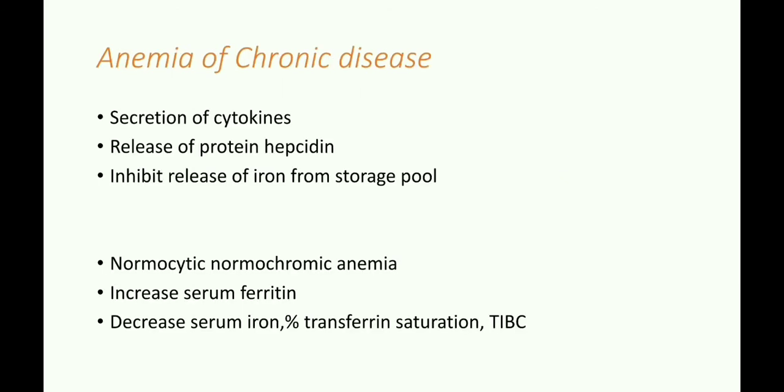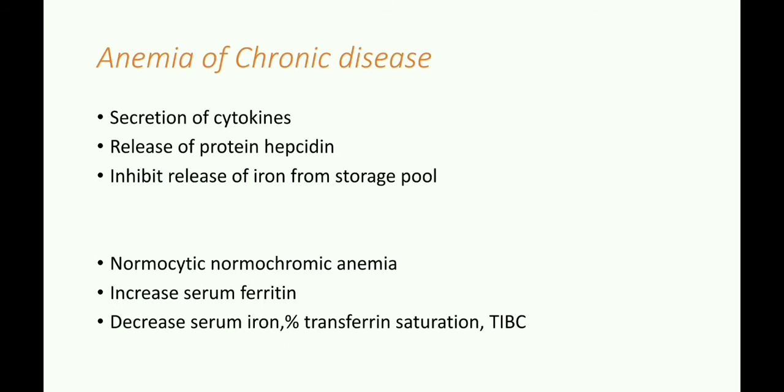So now let us learn about anemia of chronic disease. Here you're getting some chronic inflammation, and due to this chronic inflammation there is release of the cytokines. So there will be an increase in the protein called hepcidin, and this hepcidin is actually inhibiting the release of iron from GIT, also from bone marrow.